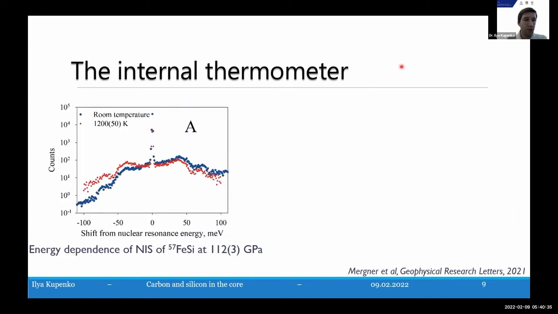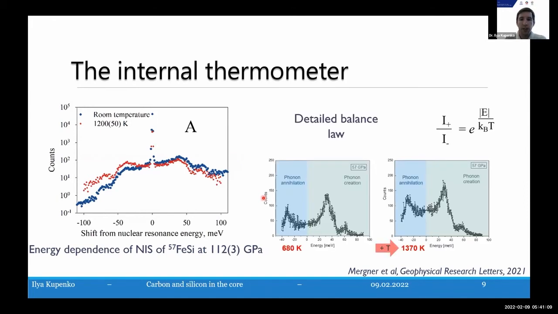One of the huge benefits of nuclear inelastic scattering, as with many other spectroscopic methods, is that it's ideally suited for monitoring of heating processes, because it has the feature of the so-called internal thermometer. So here you can see the nuclear inelastic scattering spectrum of iron silicate at megabar pressure, at room temperature, and at high temperature.